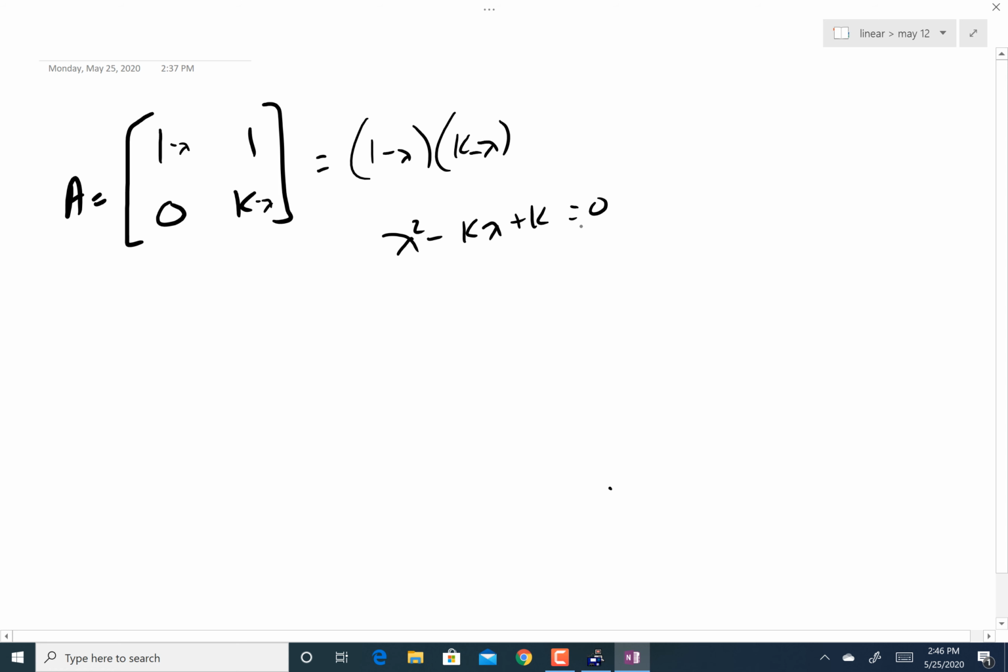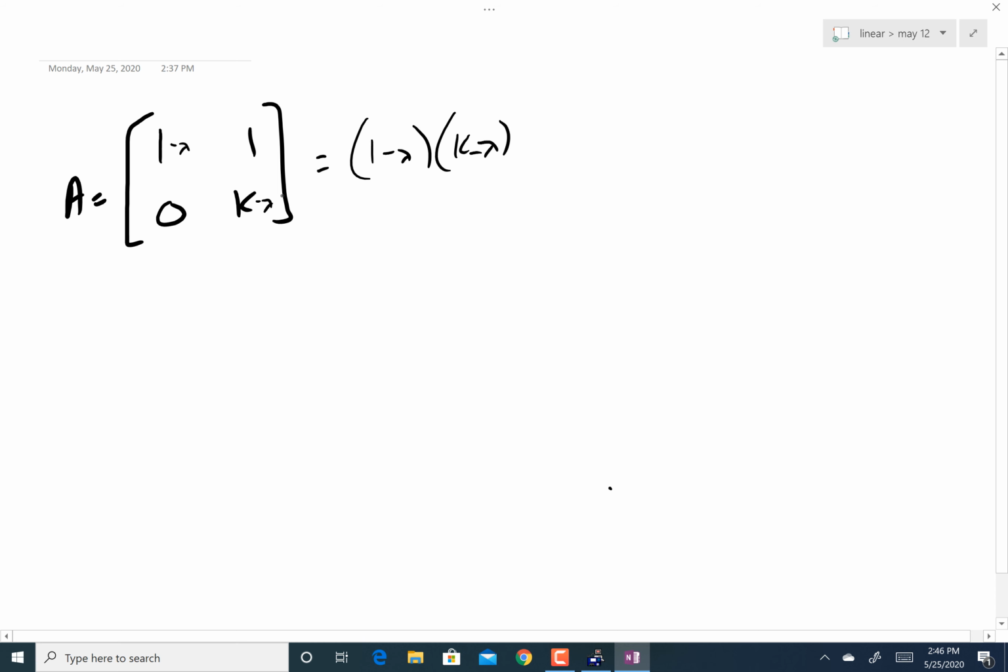But in this case, think about this. When you do this, you get lambda squared minus K lambda, and then plus K equals 0. And you're like, well, how does that do for me, Jay? Well, I'll tell you what it does for me.